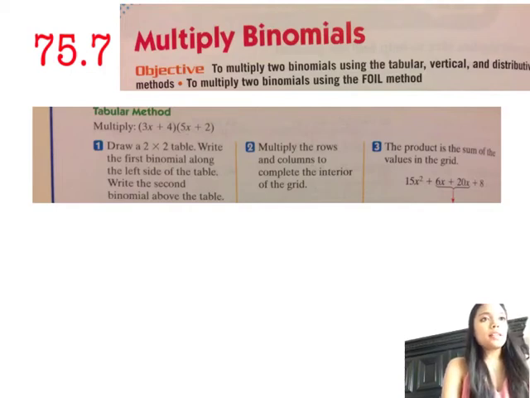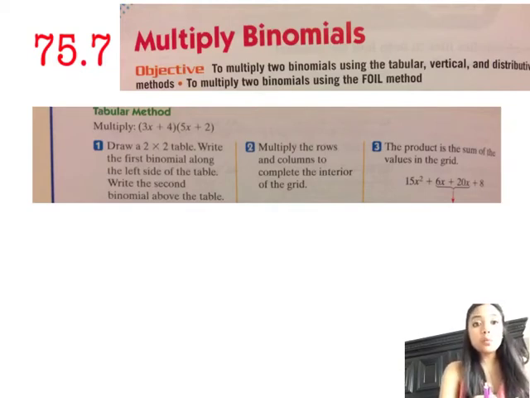Okay, so this is chapter 5, lesson 7, multiplying binomials. There's your objective, so you can read that if you'd like to know what we're going to be covering in this video. We're going to go through two different methods. The first method is called the tabular method. The second method is the distributive method.